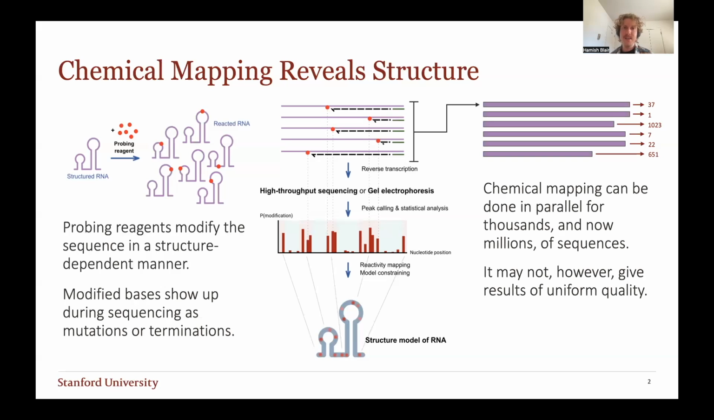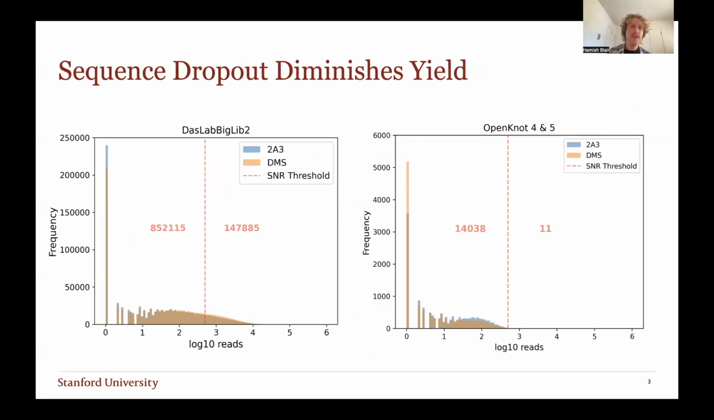And what you see is that some of the RNA sequences from your original library have a whole bunch of reads aligned to them. And some of the sequences, usually most of the sequences, have very few reads aligned to them. And this means that most of the data in our chemical mapping experiments is not useful to us because there's just not enough aligned reads to tell us where the distribution of where these probing reagents would have reacted. And let me show you some data from two of our recent experiments.